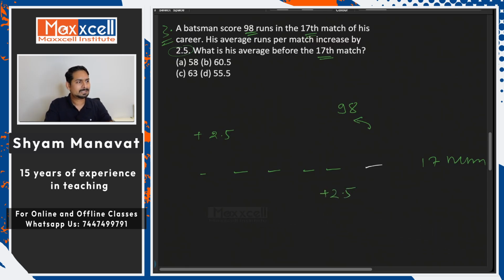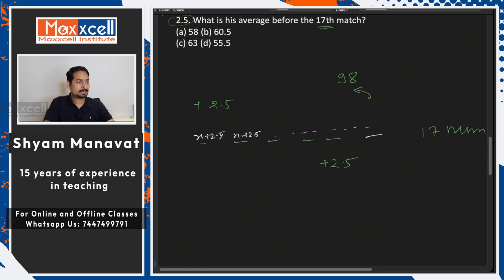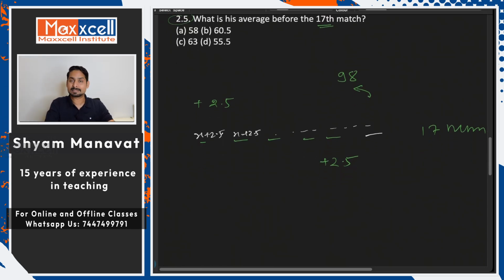Now let's say the average was x earlier, so now it's all x plus 2.5, x plus 2.5. How many times? 17 times, right? All of them increase by 2.5. Did you get it? Equal distribution. So what is this x supposed to be?